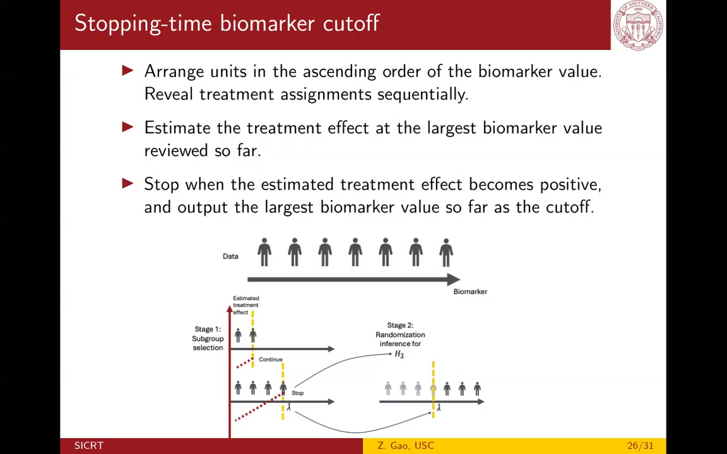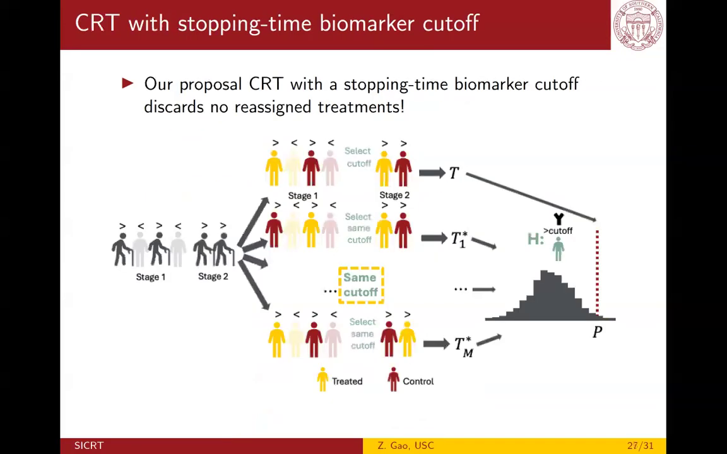So below this diagram, I'm trying to show what happens in this iterative procedure. We review 2, we estimate the treatment effect value here, and it is still negative. Then we proceed, review another 2, and now the treatment effect at the 4th person is positive. Then we stop. The first 4 are considered not of interest, and the last 3 are the subgroup that we want to investigate. This is the type of selection we want to see. We still have some flexibility: we can estimate the treatment effect here in any way you want, as long as this is done in such a sequential manner.